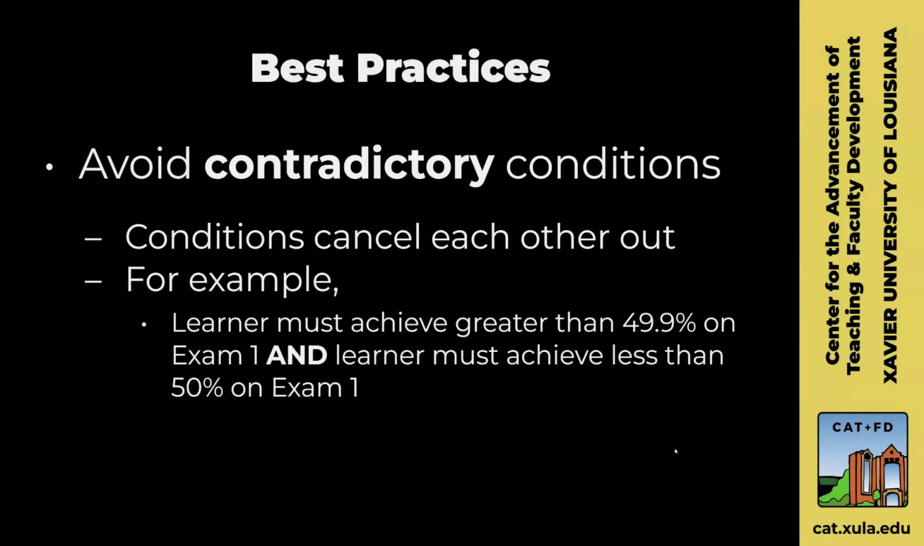Conditions that are contradictory are going to create a problem, and so you should not do that as well. In this example, learners must achieve greater than 49.9% on exam 1, and they must achieve less than 50% on exam 1. There's no way that they can meet that condition.